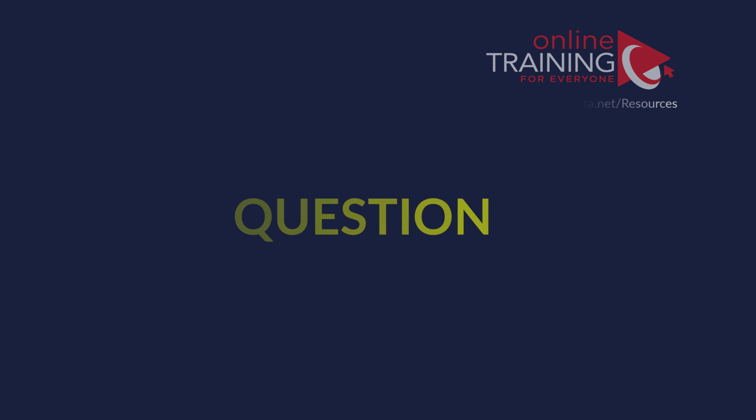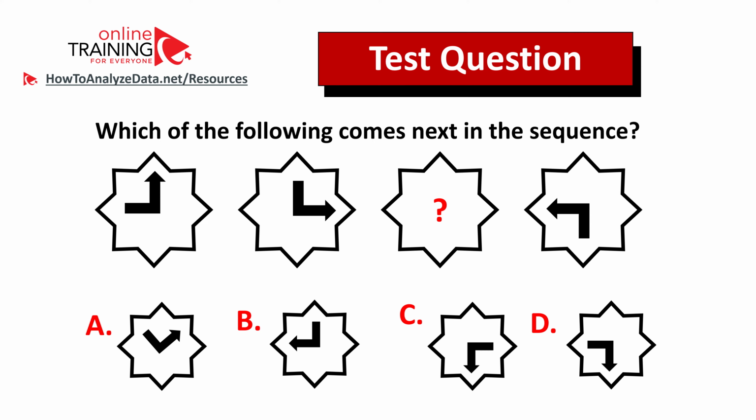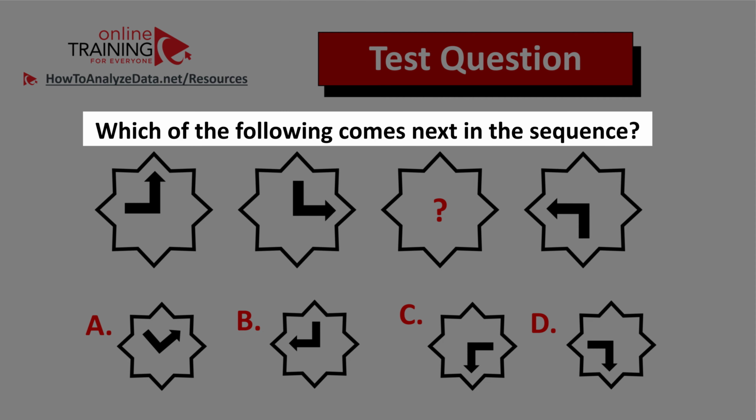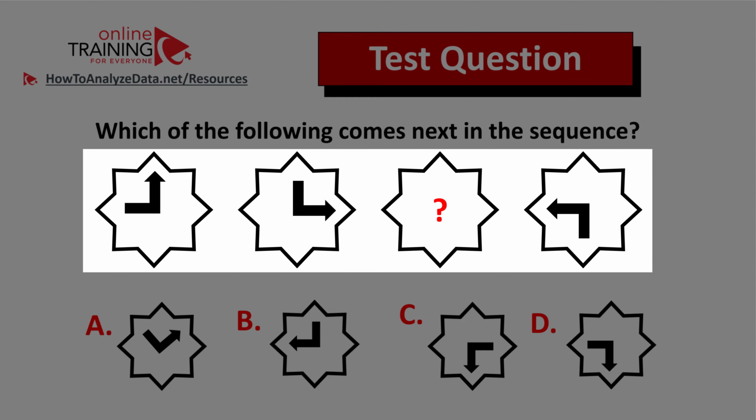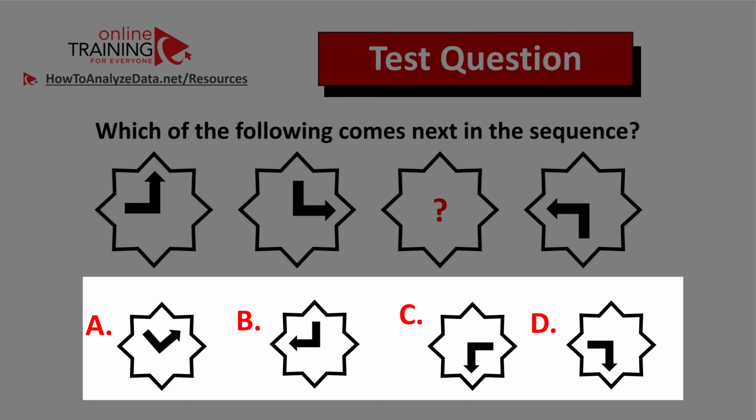Here's the question from the test, but somehow I have a feeling that you might come up with the answer. Which of the following comes next in the sequence? And you have a sequence of 4 shapes. The 3rd shape is missing, and you need to select the right shape out of 4 choices at the bottom. Choices A, B, C, and D.